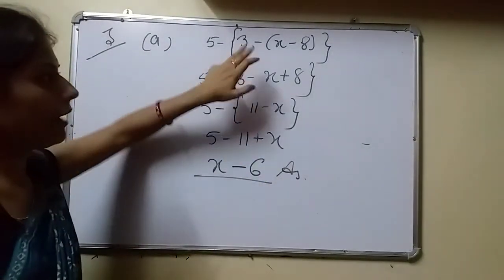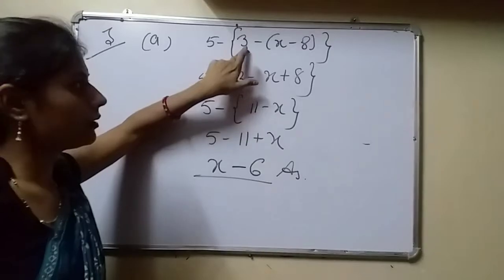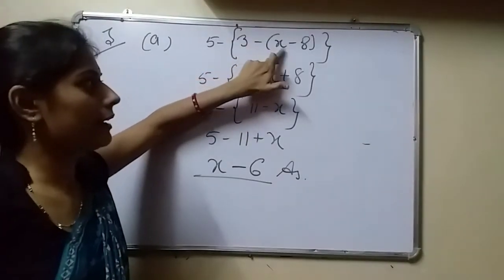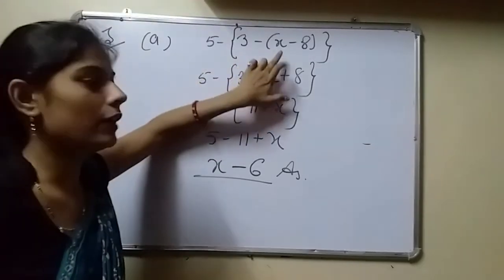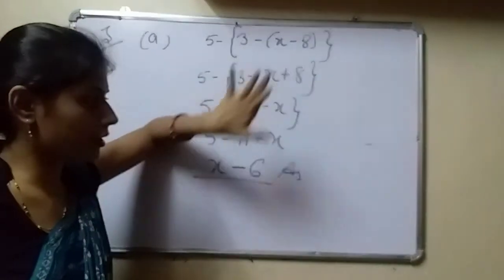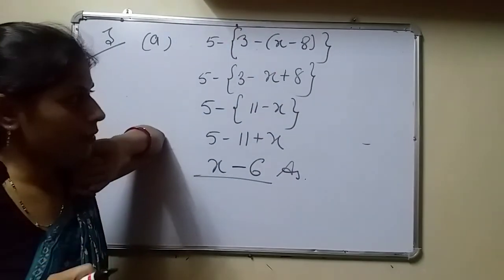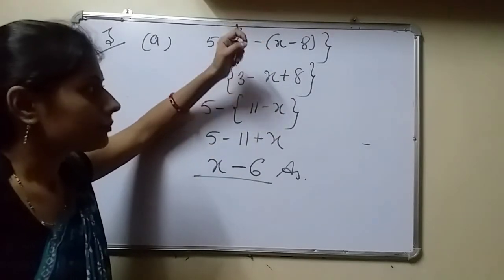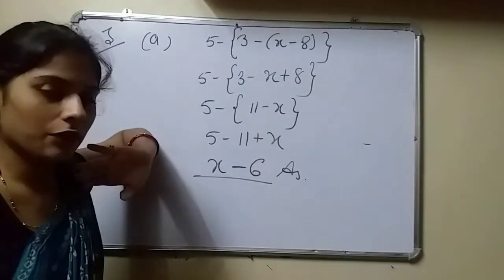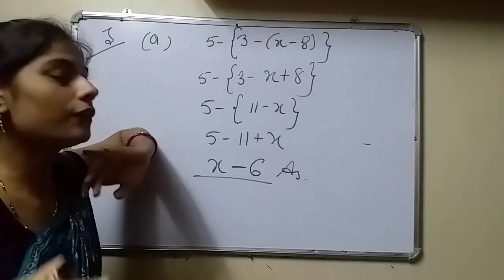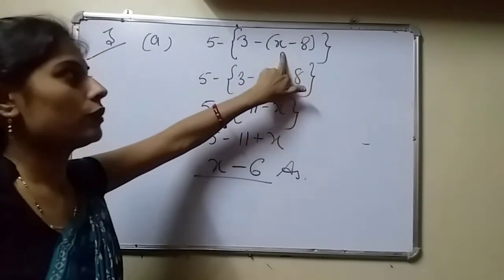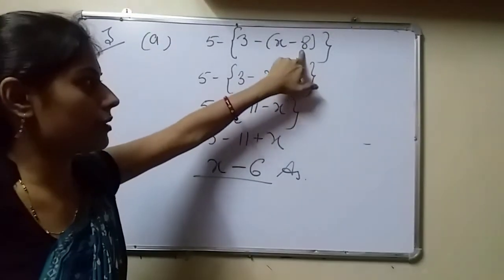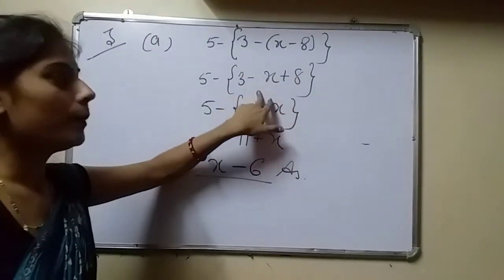Okay, what I have done here: 5 minus 3 minus small bracket x minus 8, then curly bracket closed. First of all, according to the BODMAS rule, whenever you want to solve the expression, first you have to solve the small bracket. Which is the small bracket here? You cannot solve it because one is the variable and one is the constant, so directly open this small bracket.